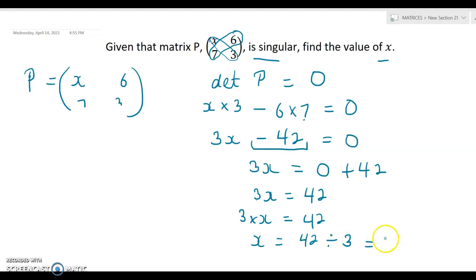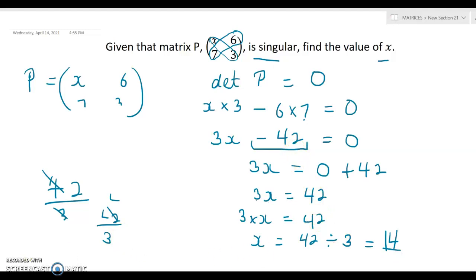Right? And when we divide that, let's work it out here so you could see. 3 into 3, 1. 3 into 4, 1, remainder 1. Sorry, I don't know why I keep on erasing. So we get 14. But 42 divided by 3 is 14. So x is 14, right?